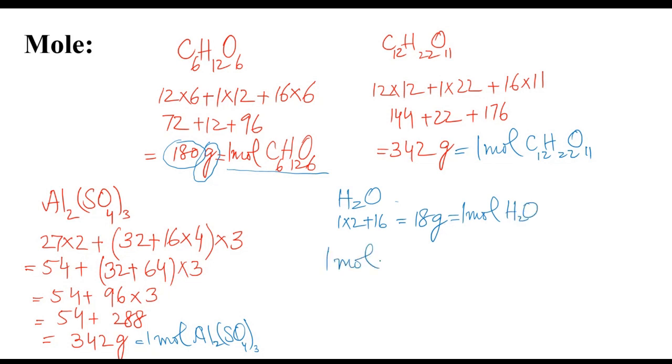Okay, if I ask you for 1 mole of sodium chloride, what should it be? Take its molar mass. It is 23 for sodium plus chlorine 35.5. What is your answer? 58.5 gram. Now calculate the number of moles in 8 grams of sodium hydroxide. The sodium hydroxide formula is NaOH.